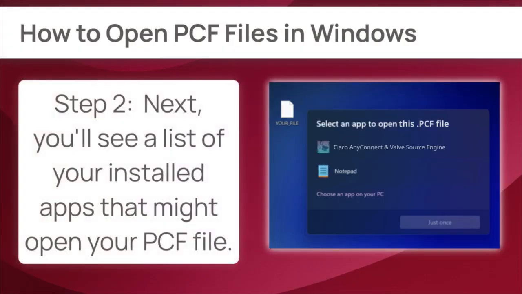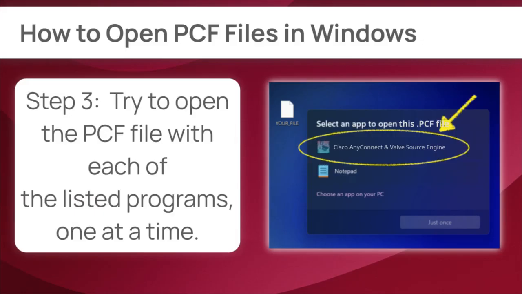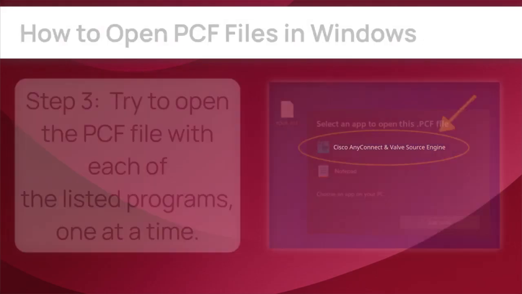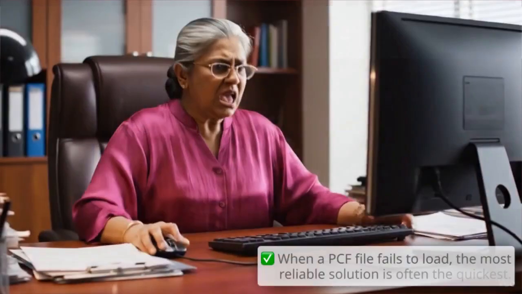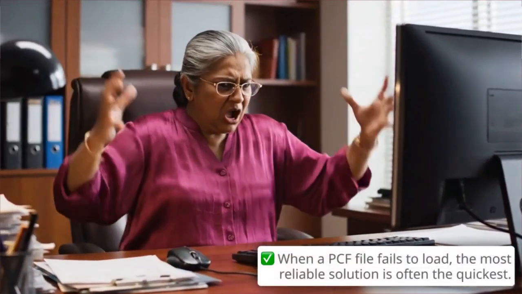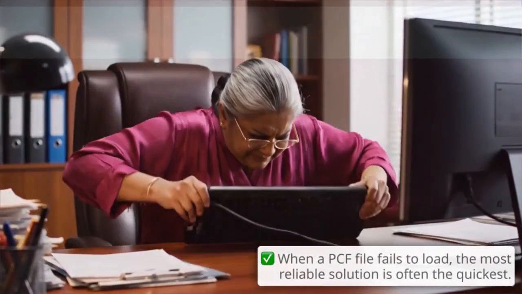Right-click your PCF file, then click Open With. Test Cisco AnyConnect and Valve Source Engine if you see it. If it fails, select the next program. Methodical testing works. If the PCF file won't budge, stay calm. Every failure has a cause.